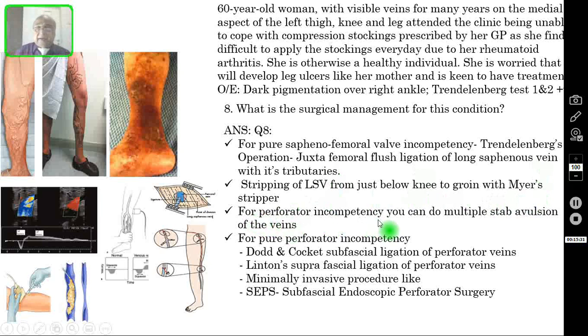For perforator incompetency, you can do multiple stab avulsions of the veins. For pure perforator incompetency, the following surgeries can be performed. Dodd and Cockett subfascial ligation of the perforator vein or Linton's suprafascial ligation of the perforator veins. Or we can do minimally invasive procedures like SEPS. This is subfascial endoscopic perforator surgery. You can use the laparoscopic instrument here to ligate these veins, the perforating veins.